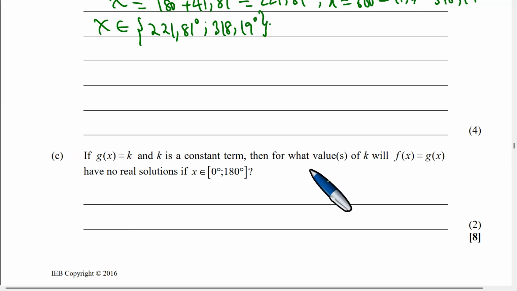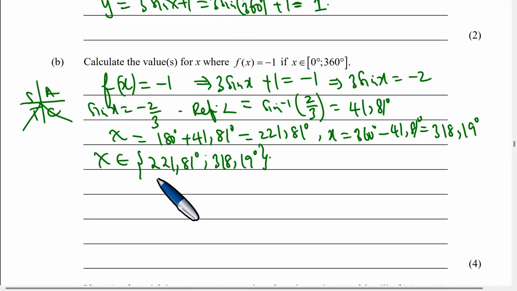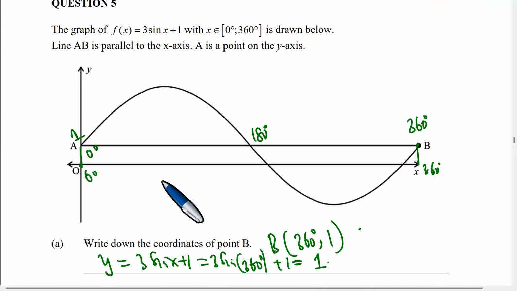So we're looking at the point where ultimately f of x is going to become a constant, some constant function, such that we have no real solution. So that would mean, obviously, if you look at the graph, something like that here.